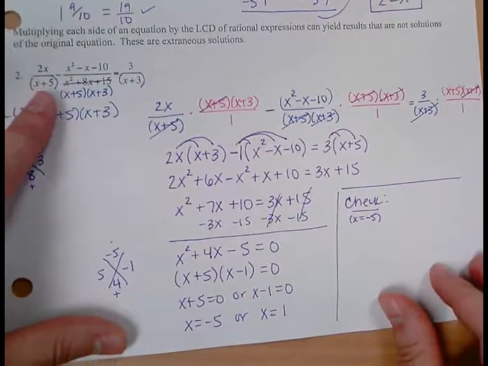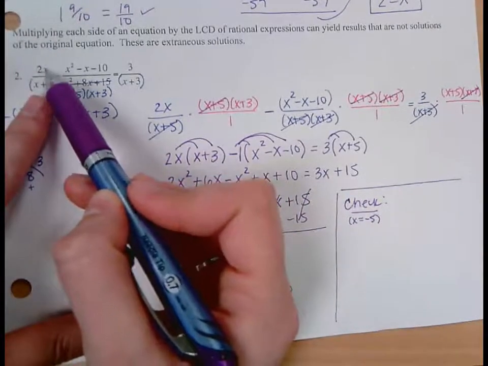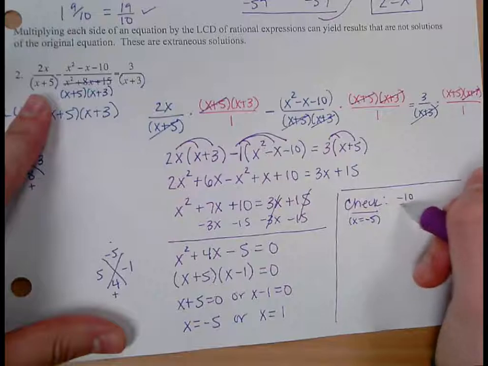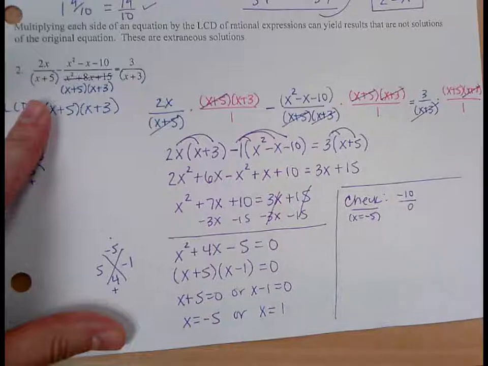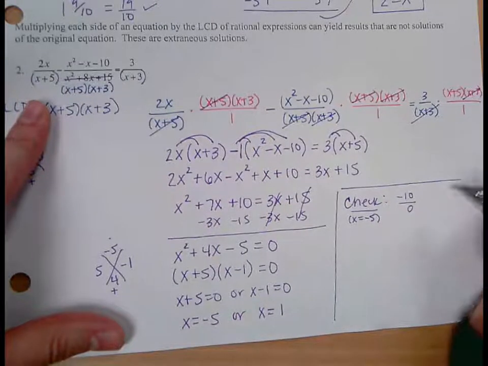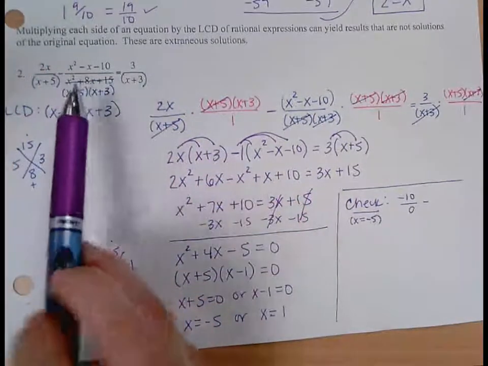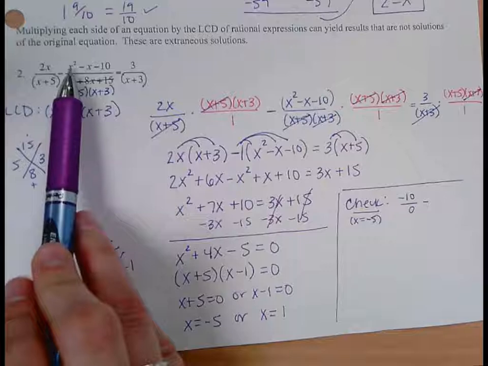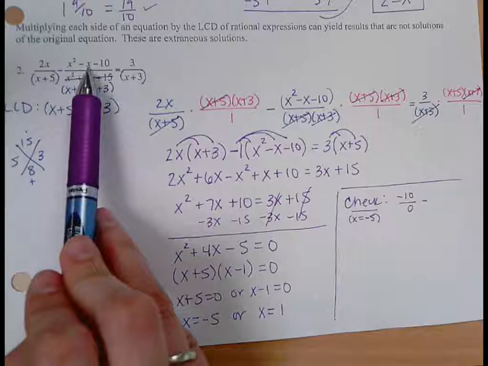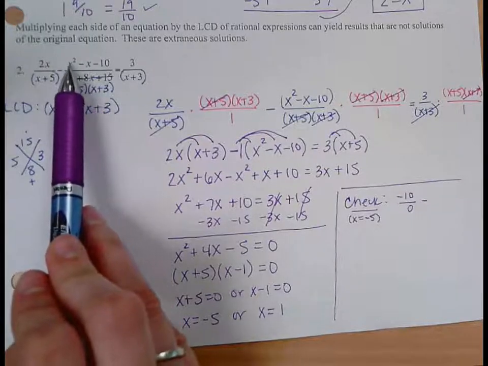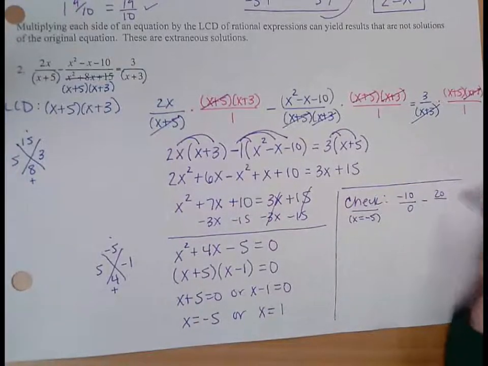So if I put negative 5 in for x, my first fraction would be 2 times negative 5 on the top, so negative 10, over negative 5 plus 5 on the bottom, which is 0. And then I would have minus, and the second fraction on the top, I would have negative 5 squared, which is 25, minus negative 5, which would be plus 5, so 25 plus 5 is 30, minus 10 is 20, so 20 on the top.